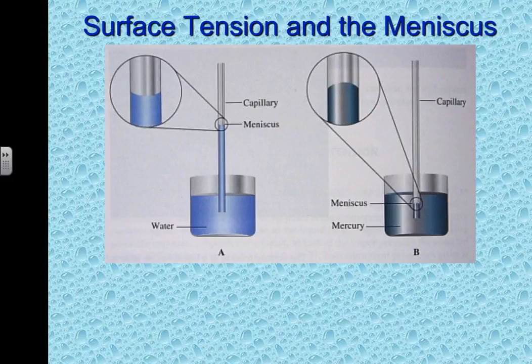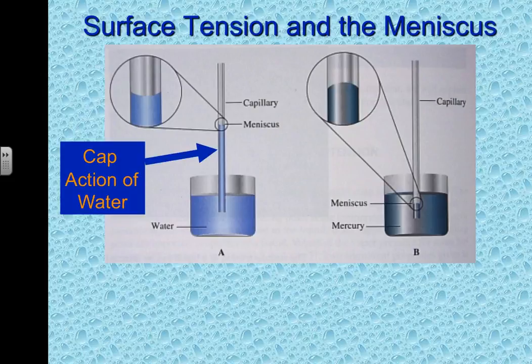Now, I want you to notice next door here, we've got mercury. And notice that this looks really different. In fact, in this case, the mercury cannot even get up the tube to the level of the mercury within the beaker. And also notice that the meniscus is completely opposite. It's a convex meniscus in this case. And this is all because of the nature of the water and the mercury themselves.